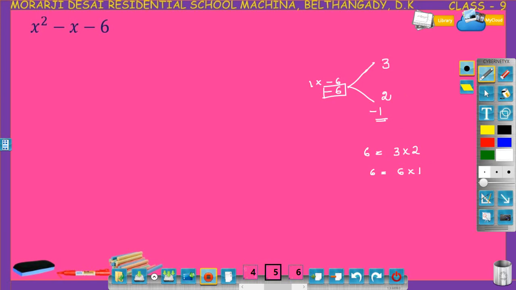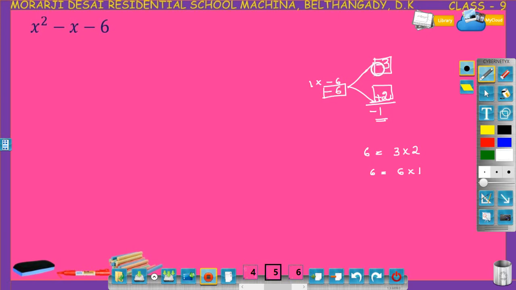What is the sign? Here I should write either minus and plus or plus and minus. See here, you have to get the sum minus 1. Put this sign for the bigger number: minus. This is plus. Now once check here. Minus 3 into plus 2: 3 2s are 6. Minus into plus is minus. So minus 3 into plus 2 is minus 6.